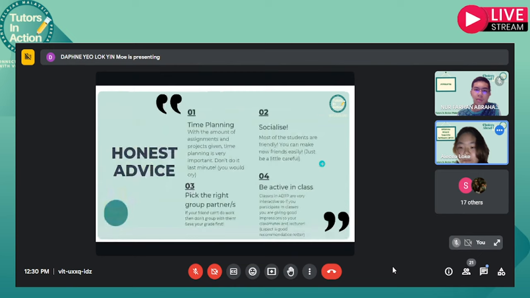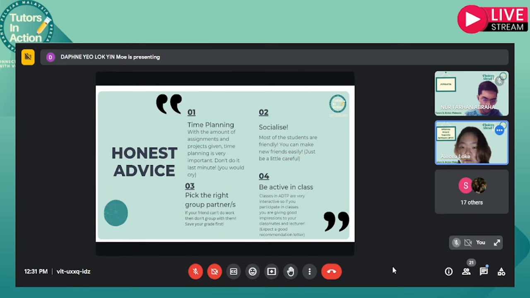Okay, here's some honest advice from me. After 2 to 3 sems in ADTP, time planning is very important, because the assignments pile up, and you don't want that, because the lecturers will be giving you almost 2 assignments a week. With the project time given, it is very important, because you don't want to do it last minute or you will actually fail.